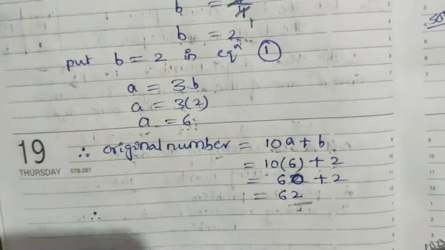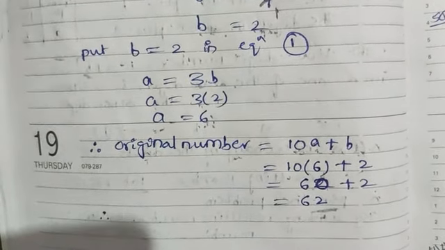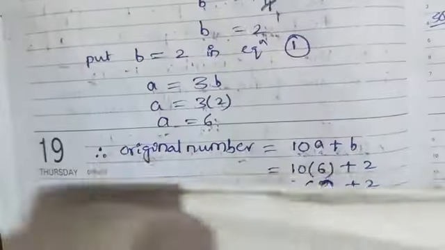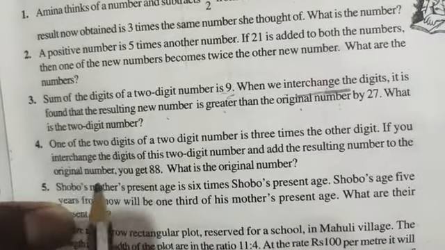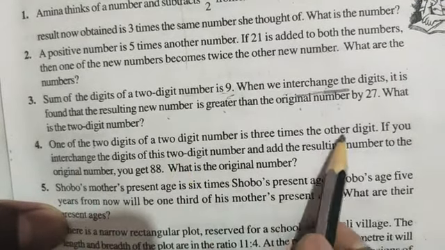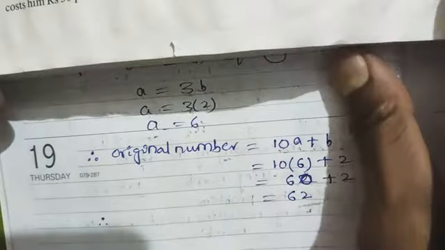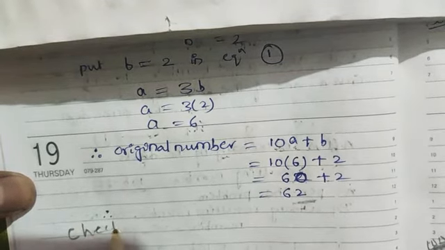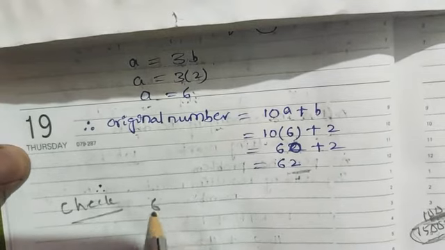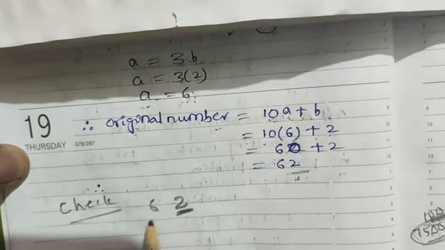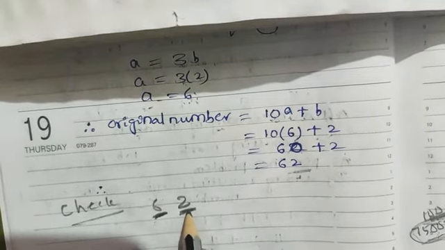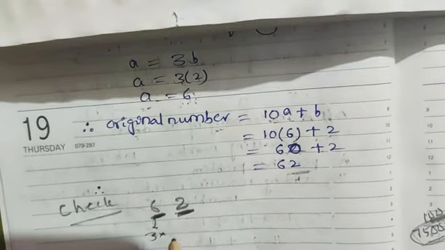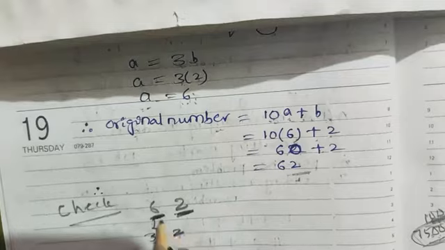Now, whether your answer is correct or not, the checking process. What is the question? The question is the fourth question only. So you observe it. In the fourth question, what is given? One of the digits of a two digit number is 3 times the other digit. Checking and explaining: 62. This is one digit and this is another digit. 6 is 3 times the other digit, that is 2. So 3 times the other digit is 6.